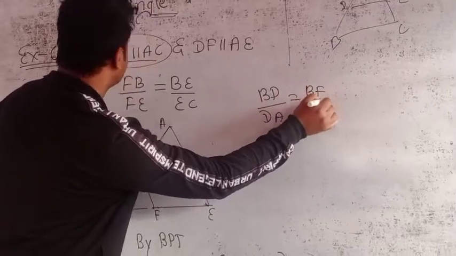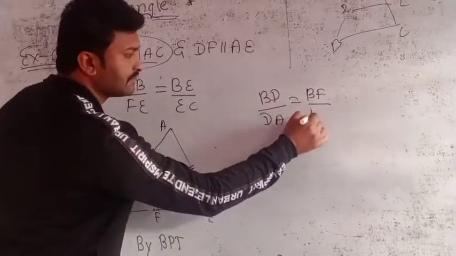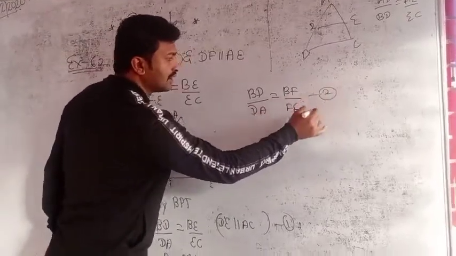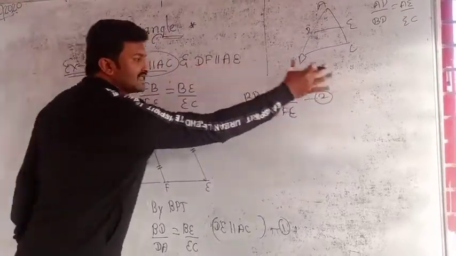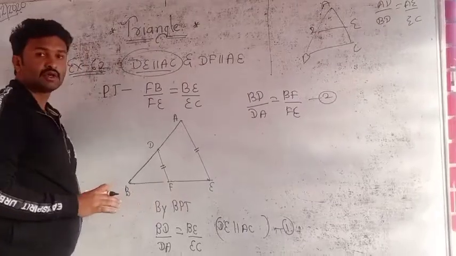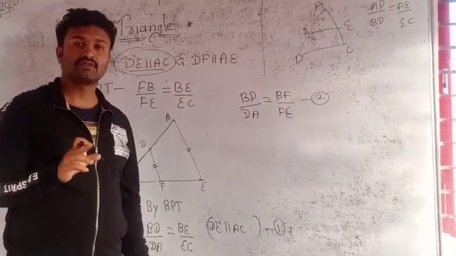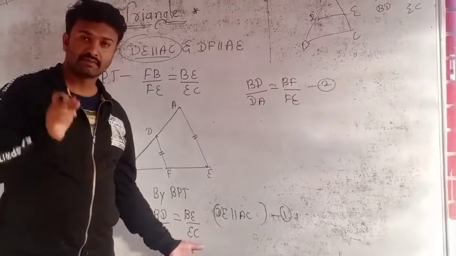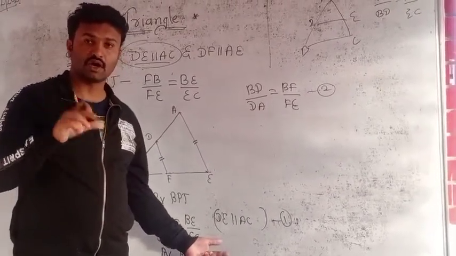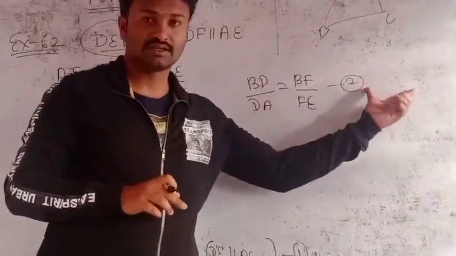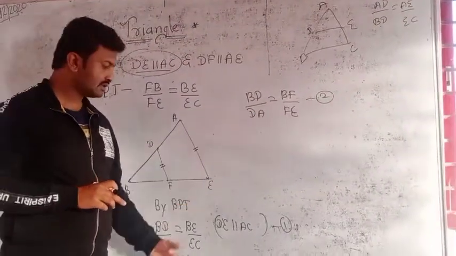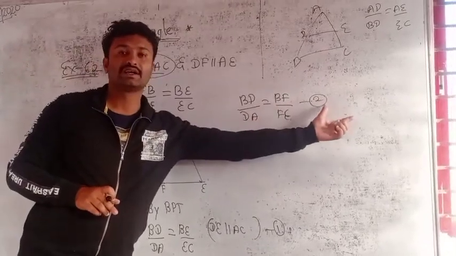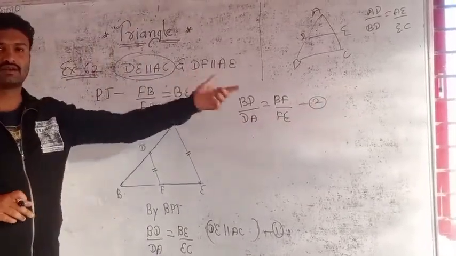BF divided by FE. Okay, call this as 2. This is the reason you have to write here. You have to write the reason. Without reason they will not give the marks; in mathematics, each and every step has a mark distribution. You have to write the reason, then only you will get the marks. Simply writing "by BPT we have this" means they will not give marks. You have to write certain reasons. They are given here. Okay, simple.